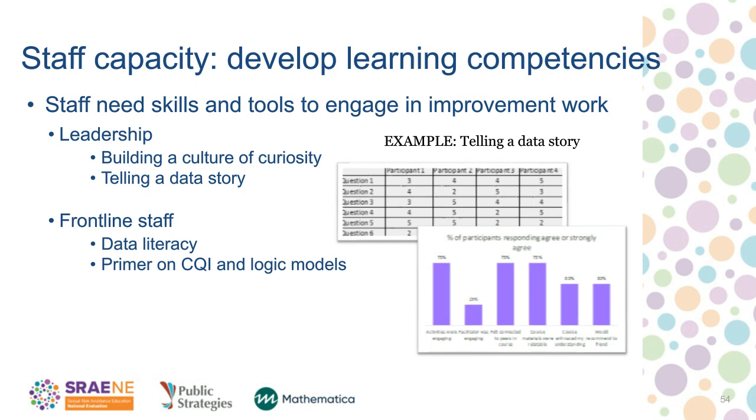And then lastly, for frontline staff, key skills are data literacy, so that's a big one: knowing how to read charts, understanding what an average is, things like that. And then there are also foundational skills that are important for engaging in improvement work, like what is CQI, why do we do it, and what are logic models. Again, we covered a lot of this material in our early webinars, and those are all linked in the resource section if you want to pull out any of those slides and share them more broadly with your staff.